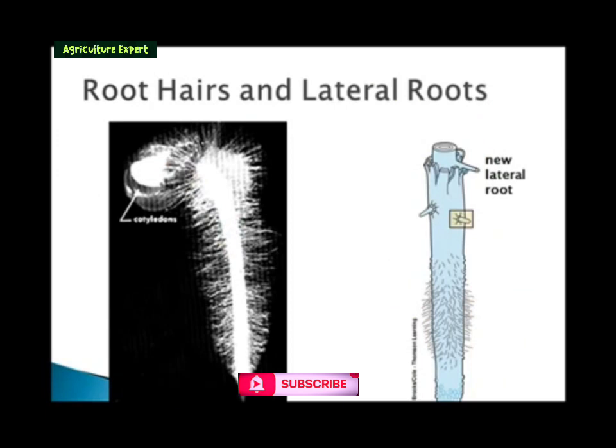So here's an example of the difference between lateral roots and root hairs. You can see that the root hairs down at the bottom of the diagram on the right are much smaller, and they are extensions of just the epidermis. The lateral root actually comes through the pericycle before it extends outward outside of the root.